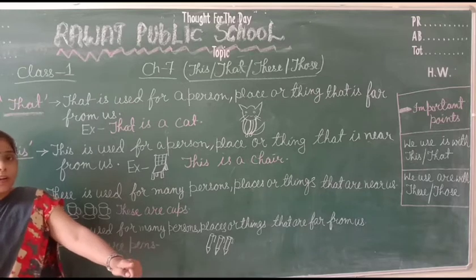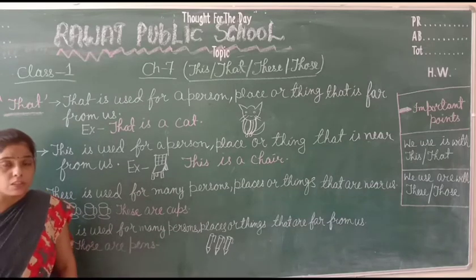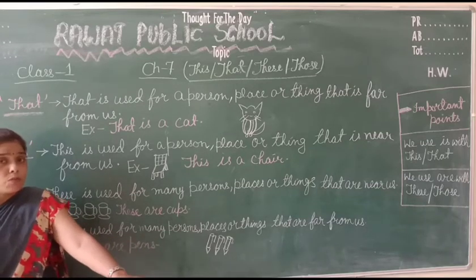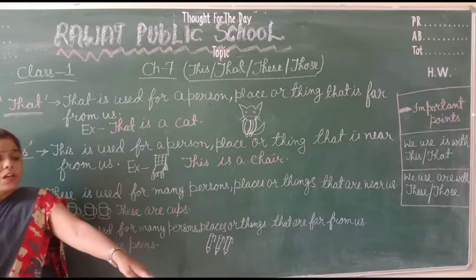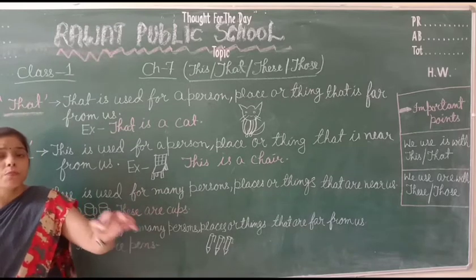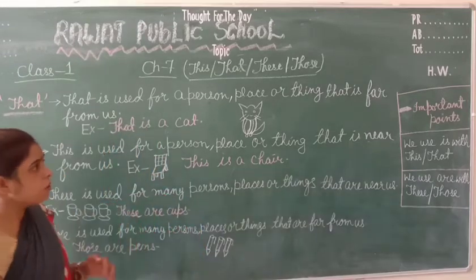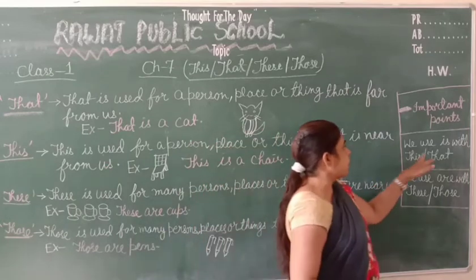Okay, so how can I say those are books? Those are books. So I'm using here those. Why? Because books are kept far from me.